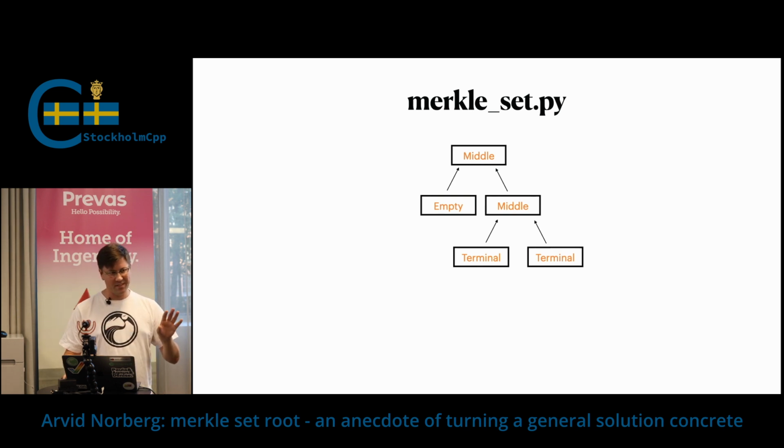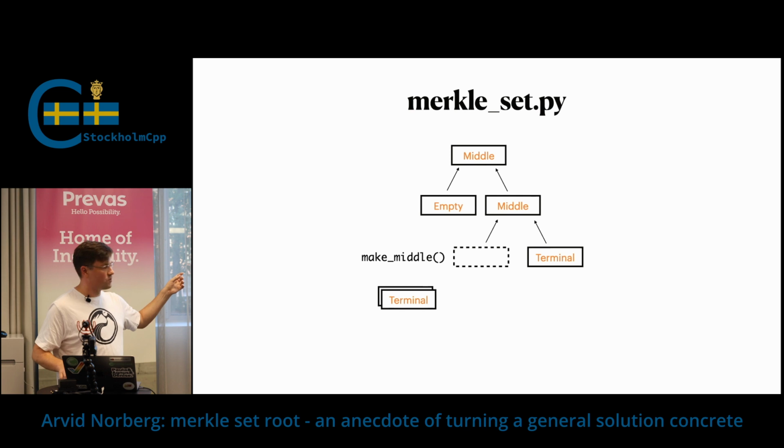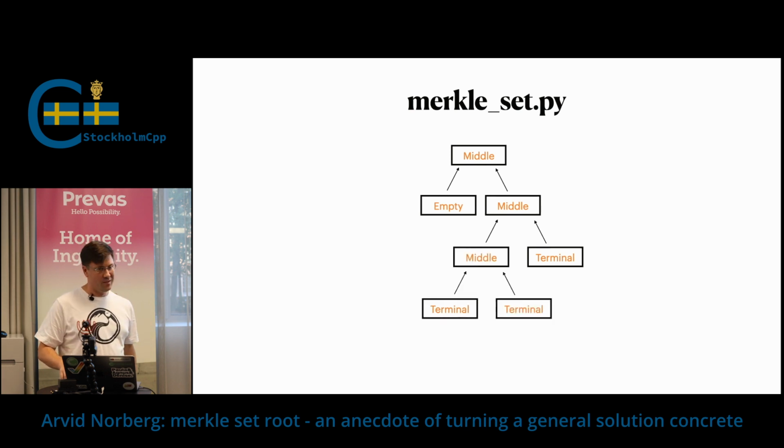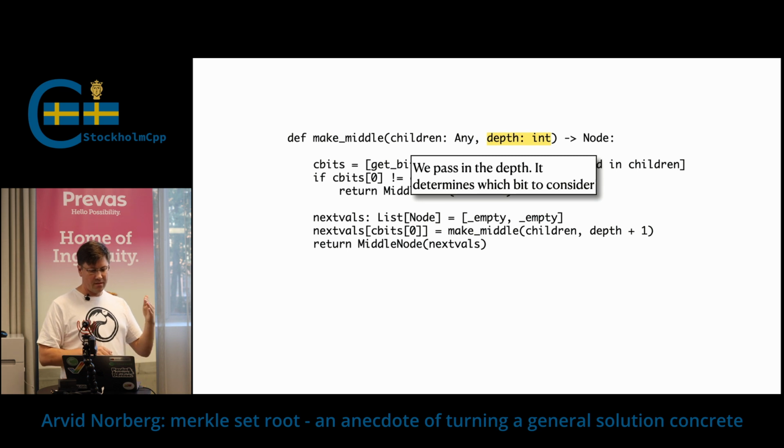So just to make it entirely obvious how this would work, if you add another node, you start calling add on middle, it trickles down, and then we're back to now we have to make another middle node, and we think about it, and then perhaps the tree will look like this. Make middle is a pretty simple Python function in this case. So the children, it's a tuple of 2 items. The depth, we have to know which depth we're at because that's determining which bit we're considering. At the beginning, we look at the first bit. At the next level, we look at the second bit, and so on.